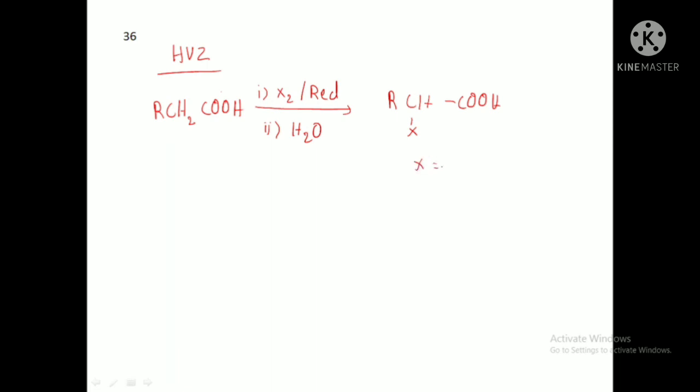Here X may be chlorine or bromine. So this is the Hell-Volhard-Zelinsky reaction. So you will get alpha halo carboxylic acid. You can add a halogen to the alpha carbon atom by treating it with halogen in the presence of red phosphorus, followed by hydrolysis.